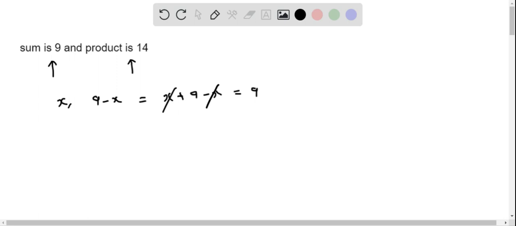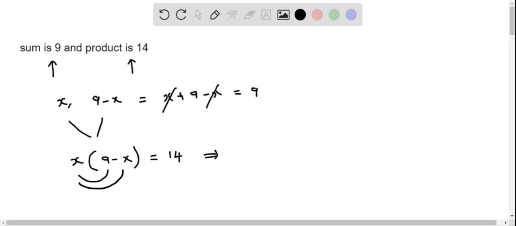And therefore the product of the two numbers, we can write down. We just have to multiply these two, that is x times 9 minus x. This is the product of the two numbers, and this is given as 14. So we form the equation like this. From this we can distribute x into these two numbers. That is, x times 9 is 9x and x times negative x is negative x squared, equals 14.